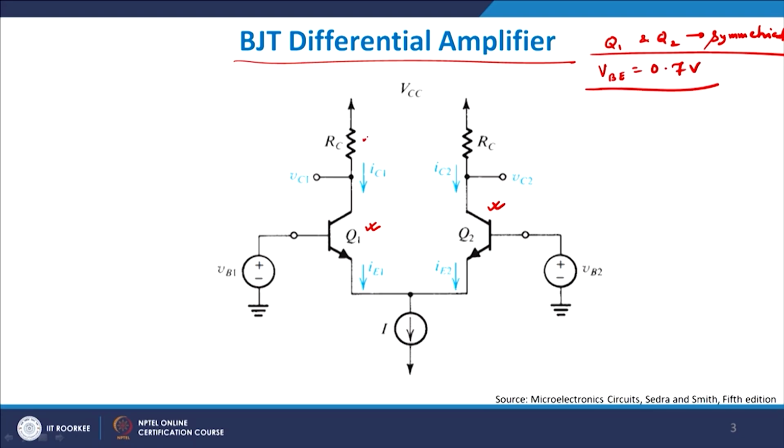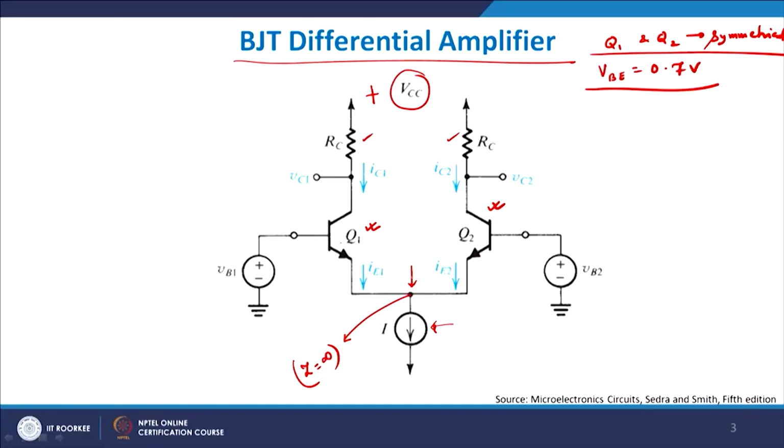We also have a load resistance RC of the order of few ohms or kilo ohms. We have a plus VCC here, which is the power supply, and these two, Q1 and Q2, are fed by a current source I. This current source I is considered to be an ideal current source, and therefore, if you look at the impedance at this point, Z will be infinity, for an ideal current source. Whatever current flows through Q1 and Q2, if you add the currents, you will always get the total current equal to I.